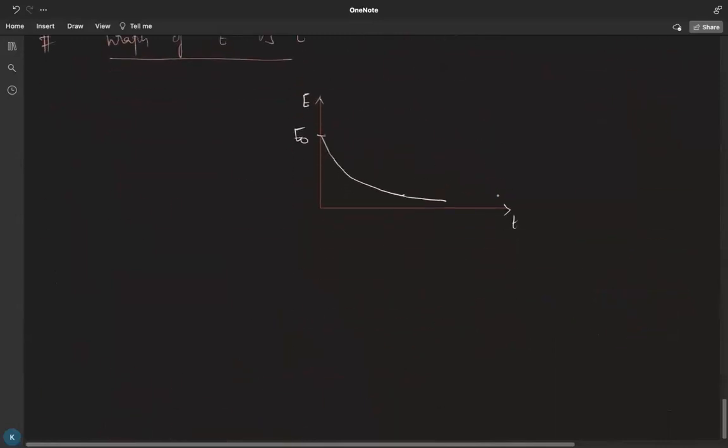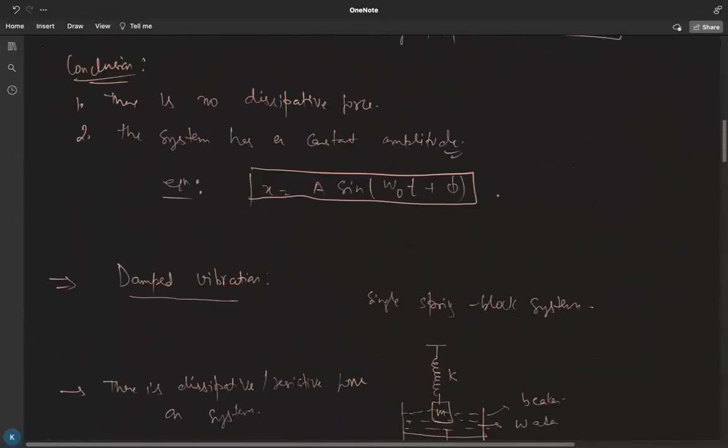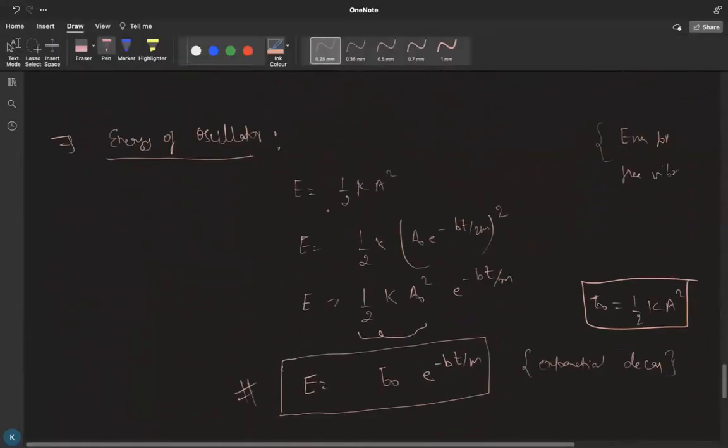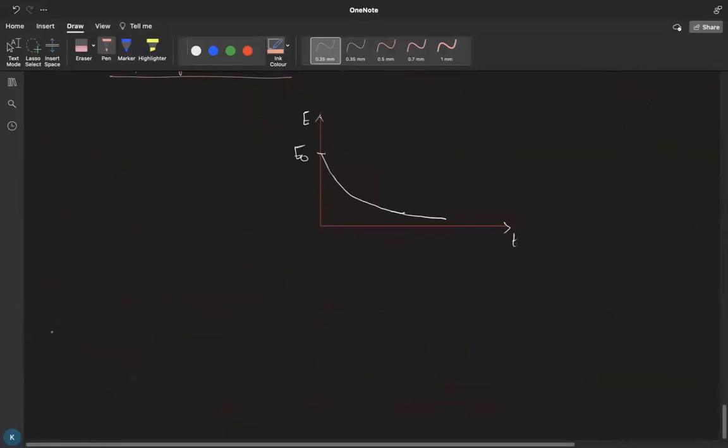Now we have moved to the next topic, which is the third one. It is forced vibration, in which we have to talk about resonance. Okay. So let's move to the third topic, which is forced vibration. Let me give you a very fair example of this.